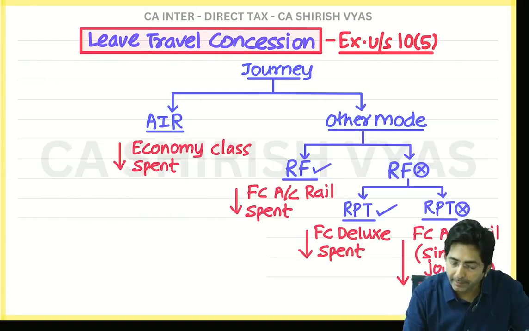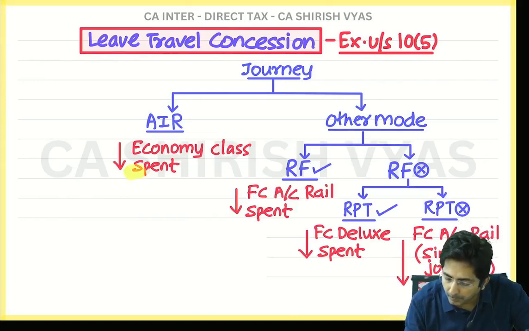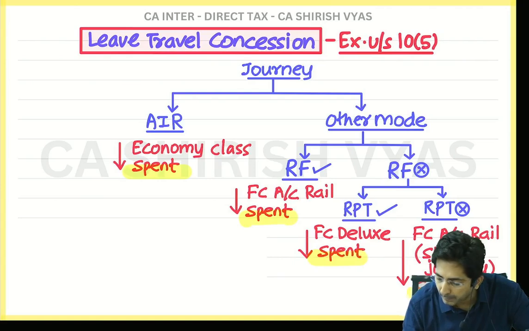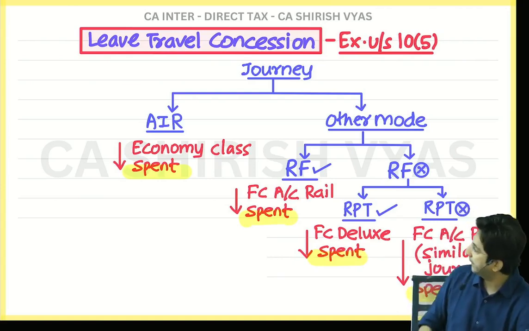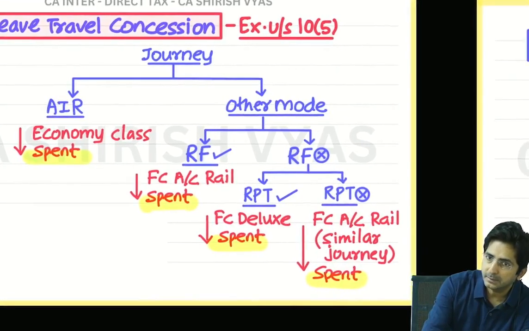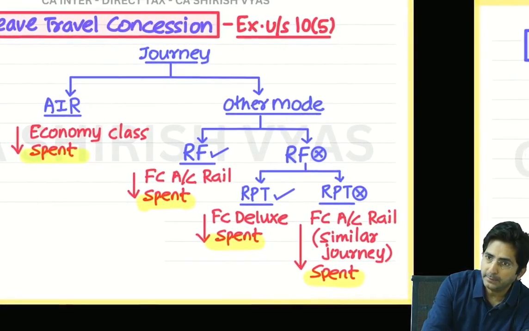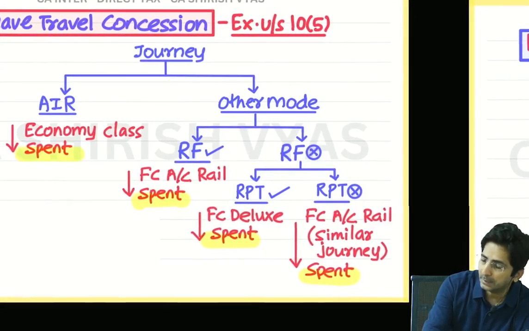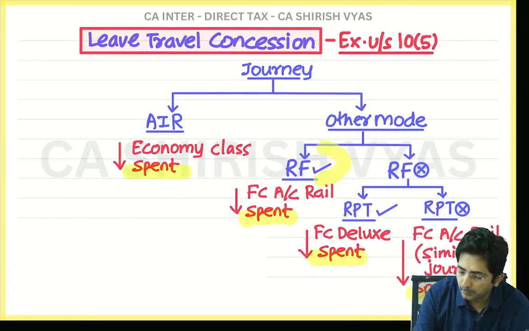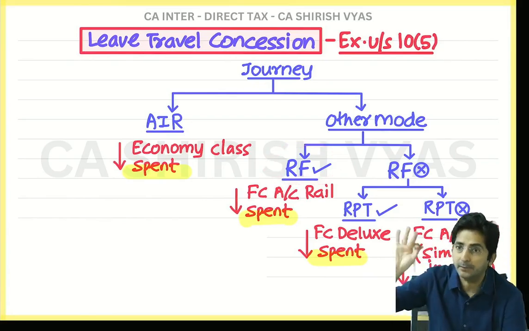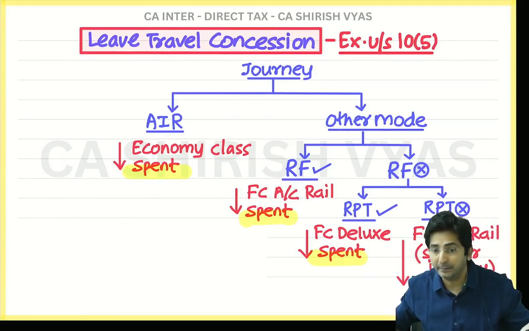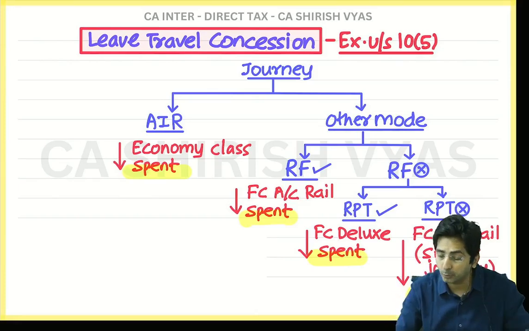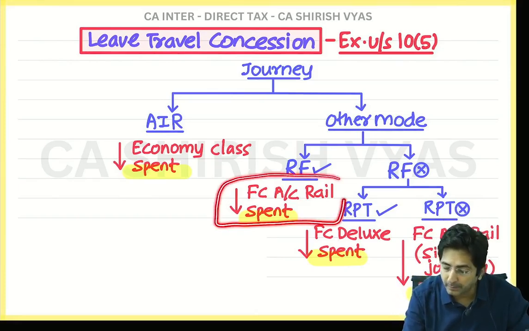Can you see, everywhere I am comparing with amount spent, amount spent, amount spent. And then I take whichever is less. But what is the sequence? If you are going by plane, economy class. If not plane, then first priority, first class AC rail fare. See, I have written here. What do you mean by RF tick? RF tick means railway facility, tick means available. Then if trains are going, that is our first love. Government loves Indian Railways. So if trains are going, then first class AC rail fare or amount spent, whichever is less.